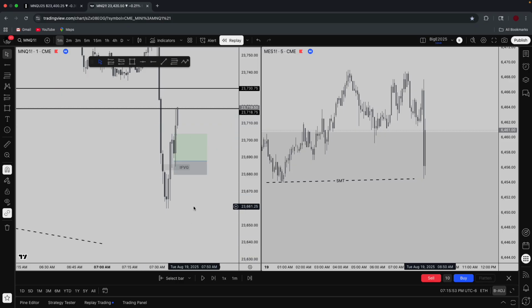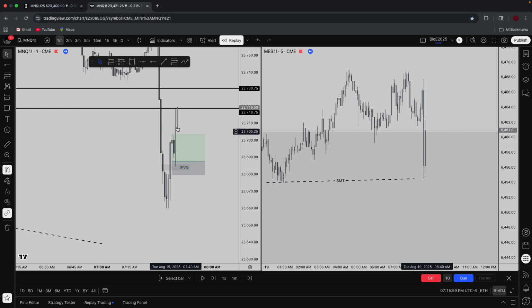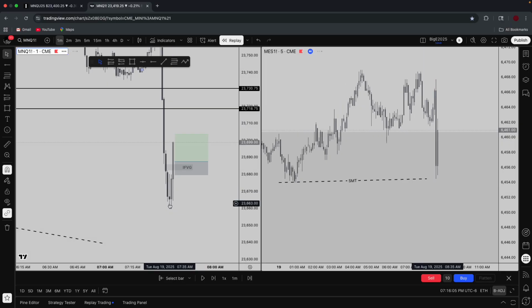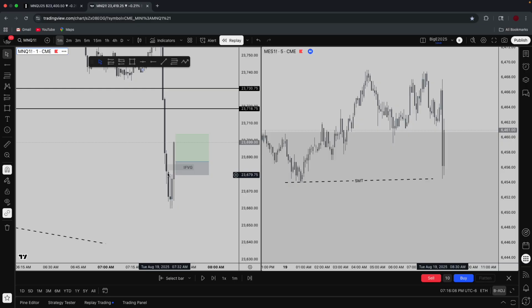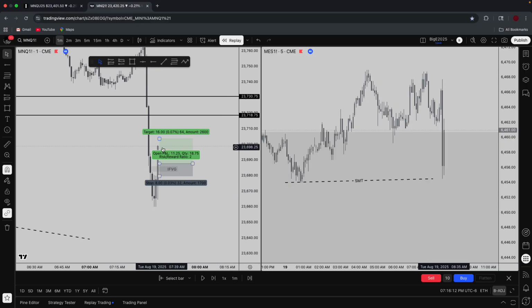And boom, simple as that. We entered off the tap right here, price went back up, and I'll replay it for you guys again so you can see exactly how it played out. This isn't really the best for backtesting. I mean, in the live market you see exactly how it went down, but right here it looks like it was very simple.